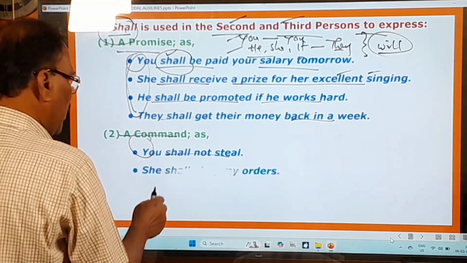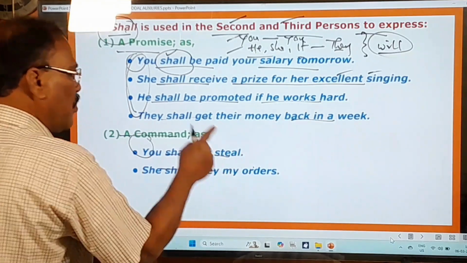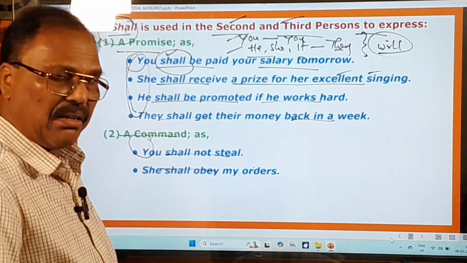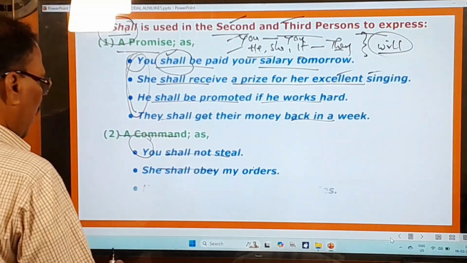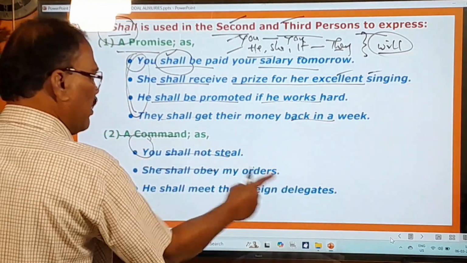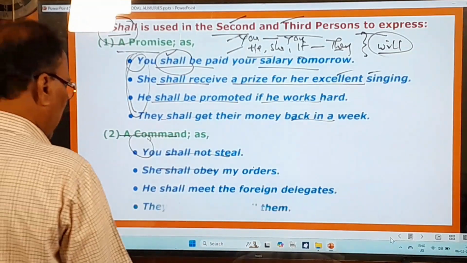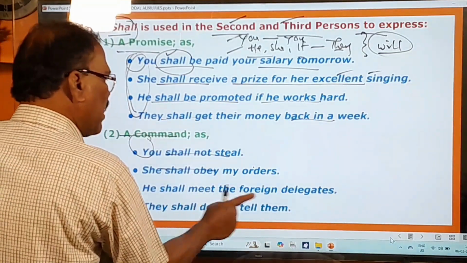And here you pay attention. She shall obey my orders. It's a command. And here, he shall meet the foreign delegates. It's a command. Right. And next example, they shall do as I tell them.